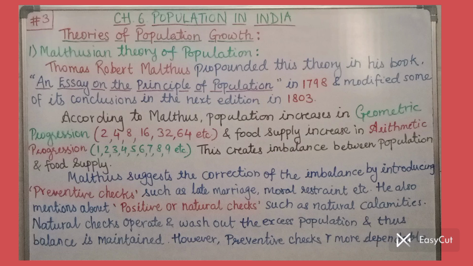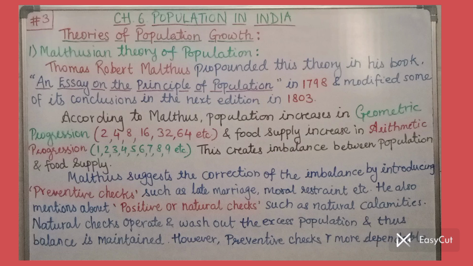So according to Malthus, the correction of this imbalance can be done by introducing preventive checks. Checks means what we can do is go for late marriages, then late childbirth, moral restraint. That means people themselves should understand we should have less number of children. So likewise, the birth rate and the population can be controlled. The population growth rate can be slowed down to some extent through these preventive checks.